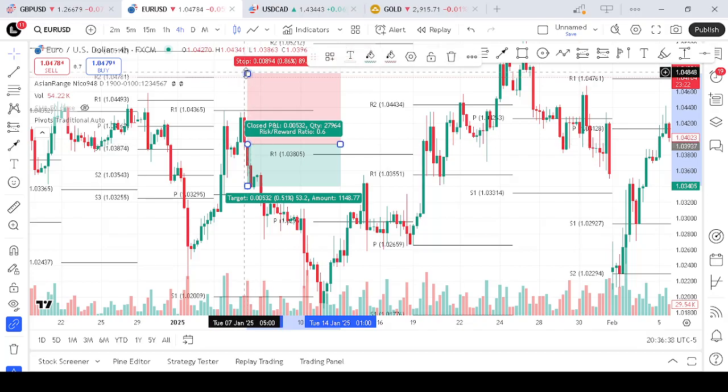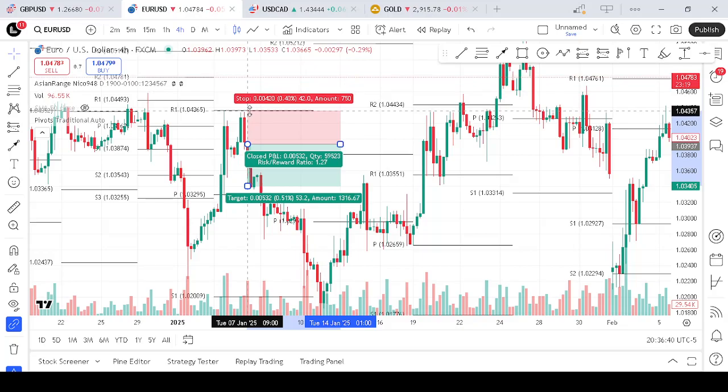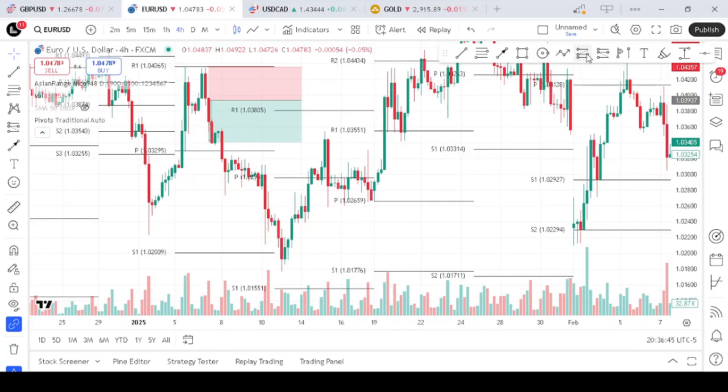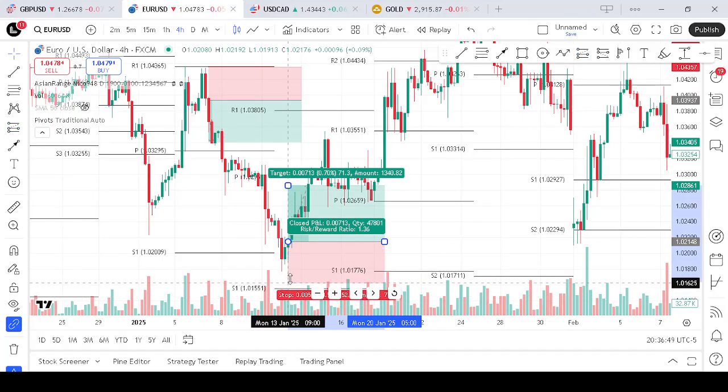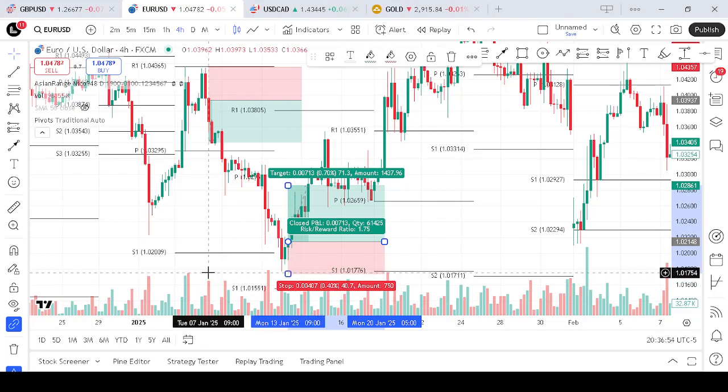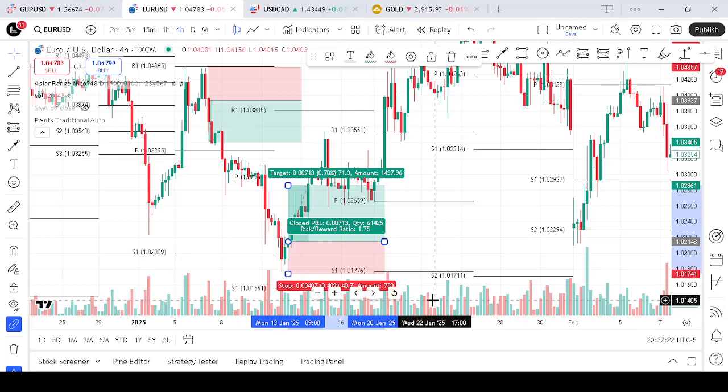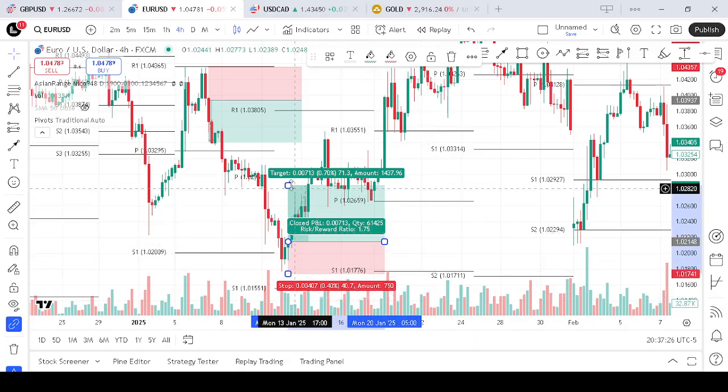You put your stop loss just above the resistance level. In the case of a support level, you put your stop loss just below the support level. This is how we manage our risk, so that if the trade doesn't go as planned, our losses might be limited.